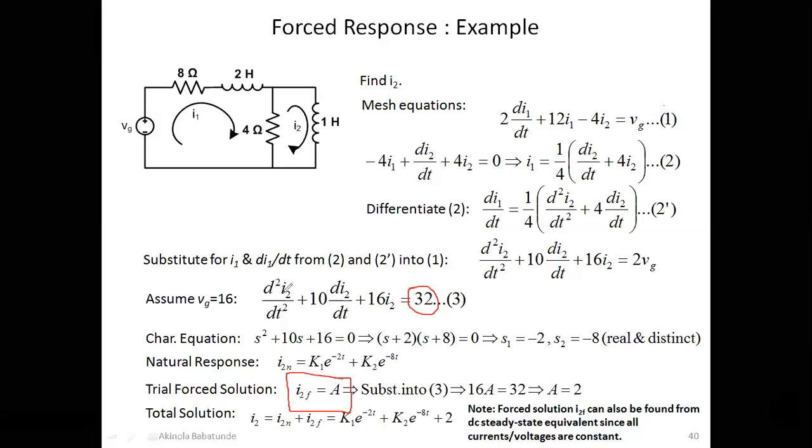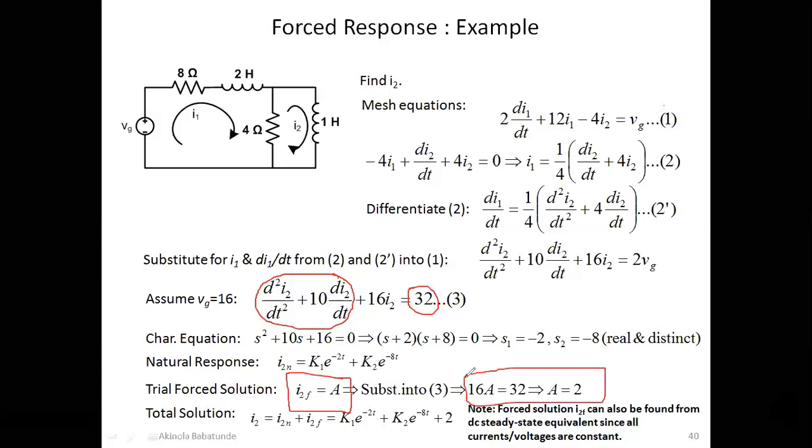If you do that, the squared A dt will be equal to 0, the A dt will be equal to 0, everything here will be equal to 0. You'll be left with 16A equal to 32. So your A will be equal to 2 at the end of the day.